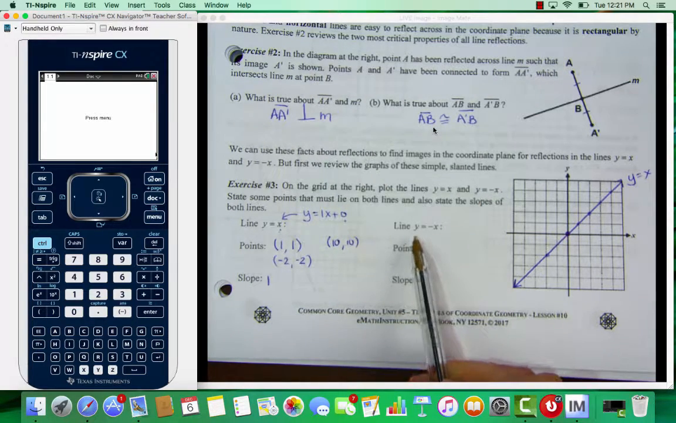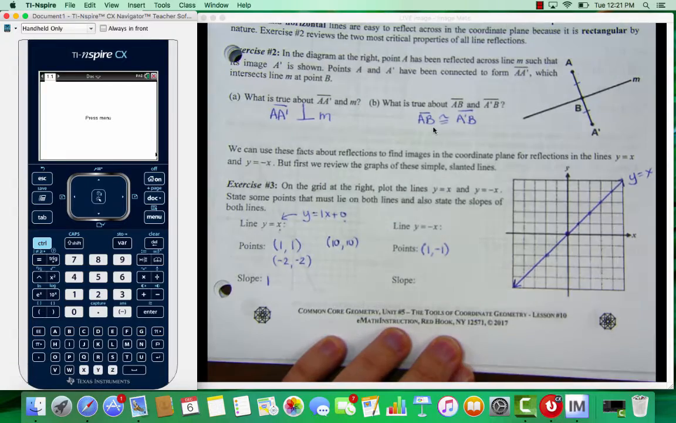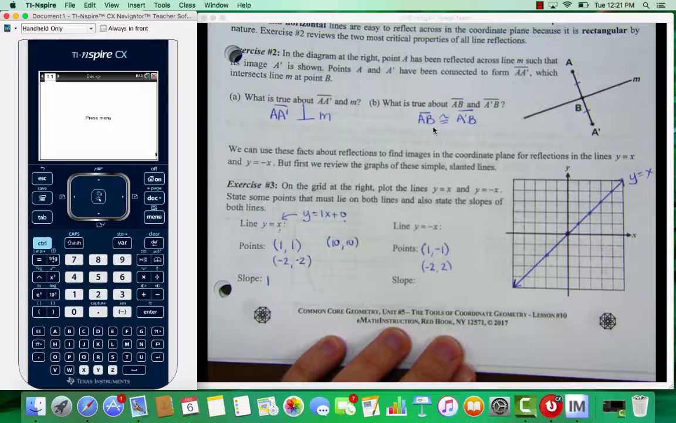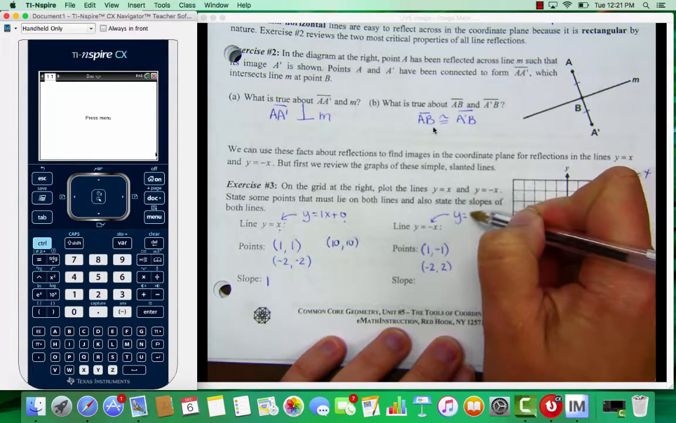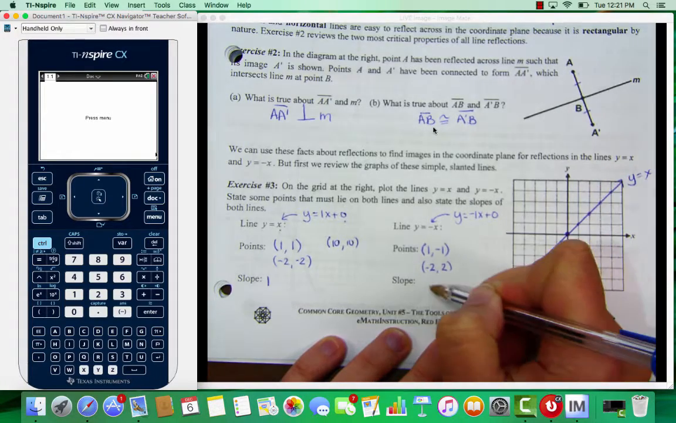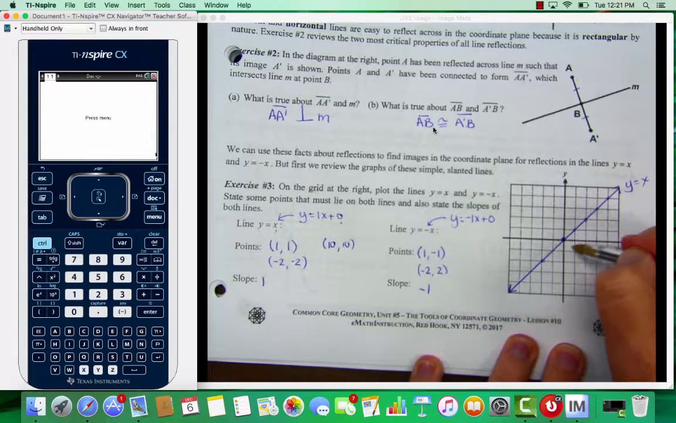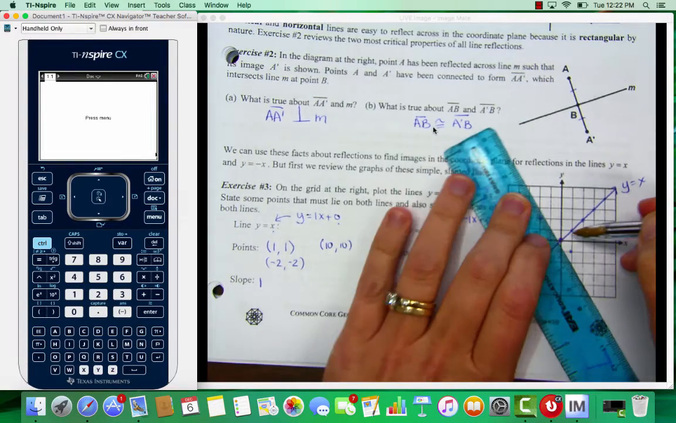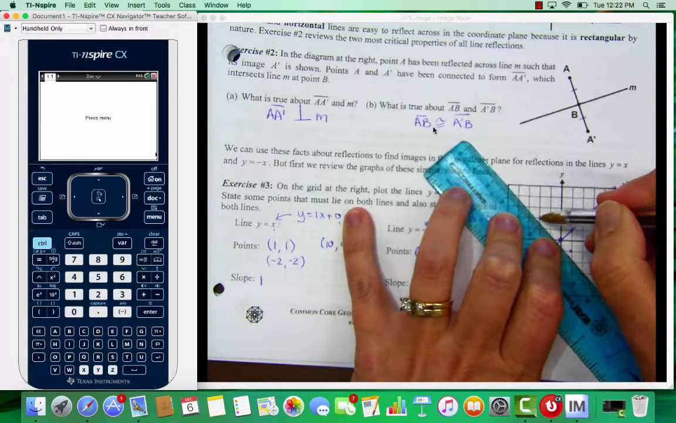Y equals negative x is where the x value and the y value are the same number, but they have different signs. So if x was 1, y would have to be negative 1. If x was negative 2, y would be positive 2. And the slope of this line, if we write it in slope-intercept form, would be y equals negative 1x plus 0, so the slope of this line is negative 1. If we plot some of those points, 1, negative 1, negative 2, 2, that line, y equals negative x, is going to go from top corner to bottom corner, slanting down.